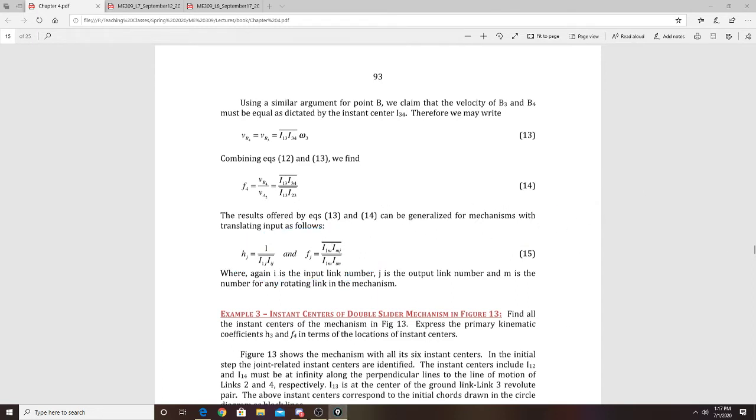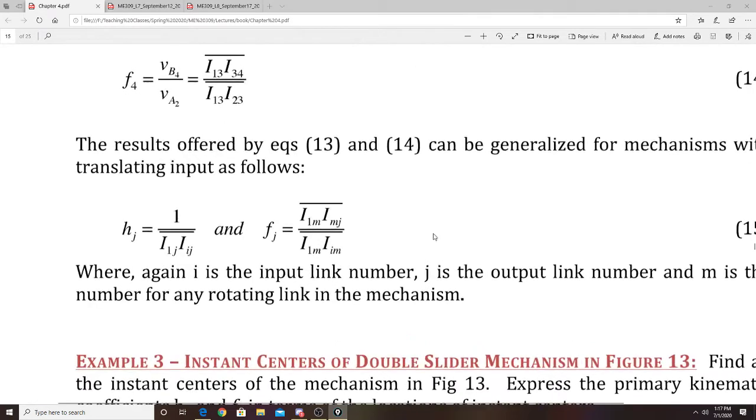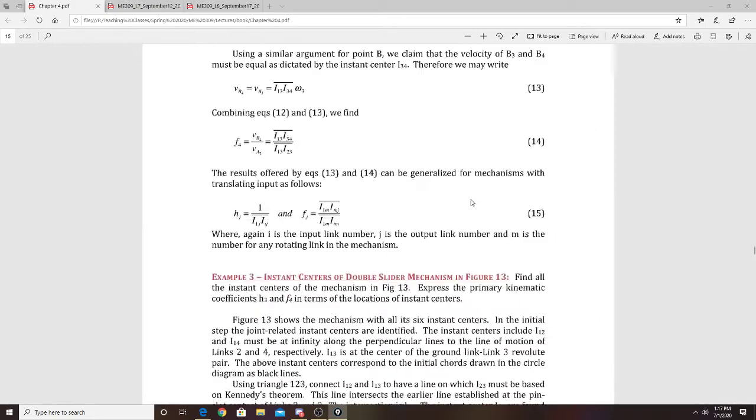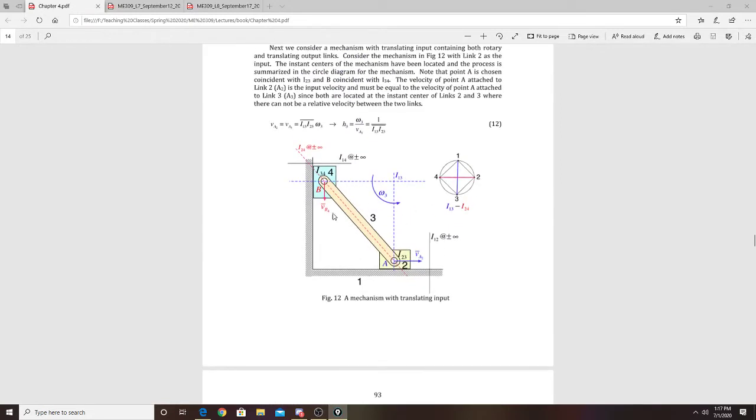But this is the different one I was talking about, where it says I is the input link number and J is the output link number and M is the number for any rotating link in the mechanism. So what that means is this one actually has different ones. So it's I1M and then you have J. M you have to identify as the rotating link in the mechanism, which for ours is 3. Because as you can see on this one, these aren't rotating, but link 3 is.